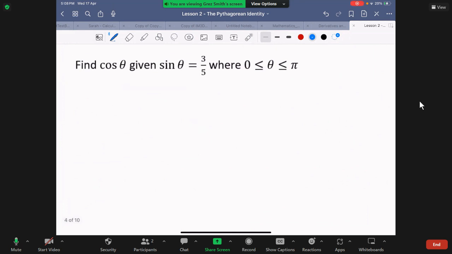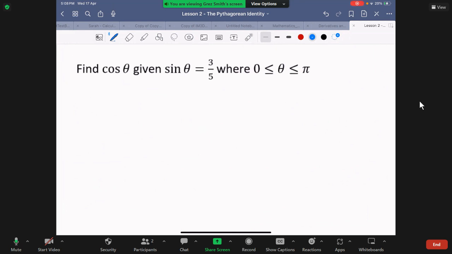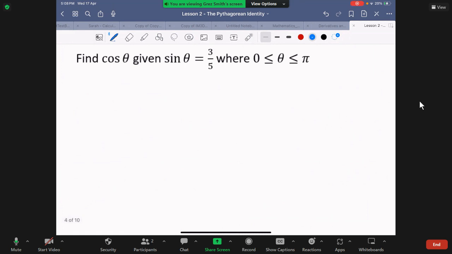Okay, so one of the most important things we do with the Pythagorean identity is we find cosine and other trigonometric values given one particular trigonometric value without going through finding what the angle is. And it's a fairly common and standard routine that we use in trigonometry. So the Pythagorean identity gives us that 3 over 5 squared plus cos squared theta is equal to 1.